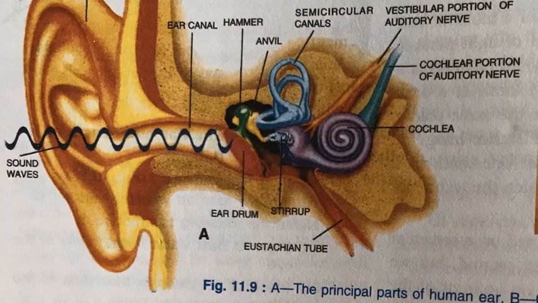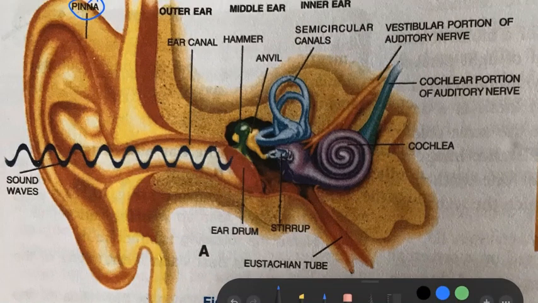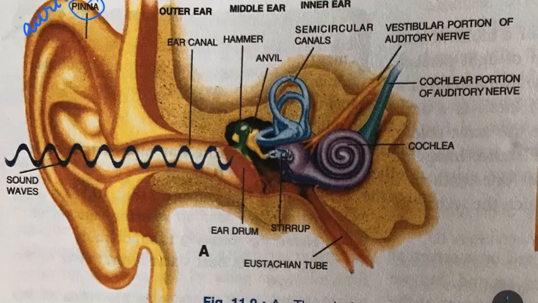Now when we talk about the outer ear, we're talking about the outer projecting part, which is known as the pinna, also known as auricle, and the auditory canal leading up to the eardrum. Okay, so you have the auditory or the ear canal and the eardrum, which is your outer ear.